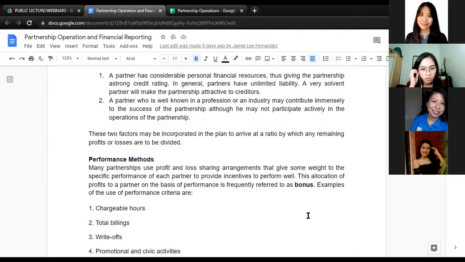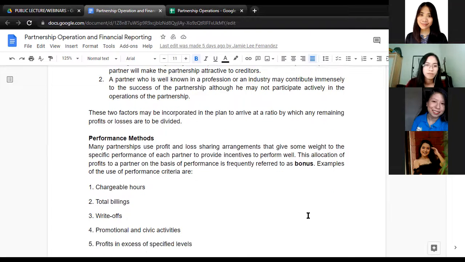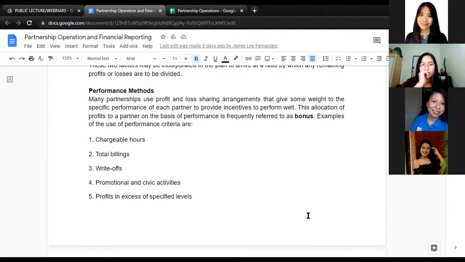Then next is performance method. Many partnership use profit and loss sharing arrangement that give some weight to the specific performance of each partner to provide incentive to perform well. This allocation of profits to a partner on the basis of performance is frequently referred to as a bonus. So ito naman magbe-base sa performance dun sa ginagawa mo para sa partnership.